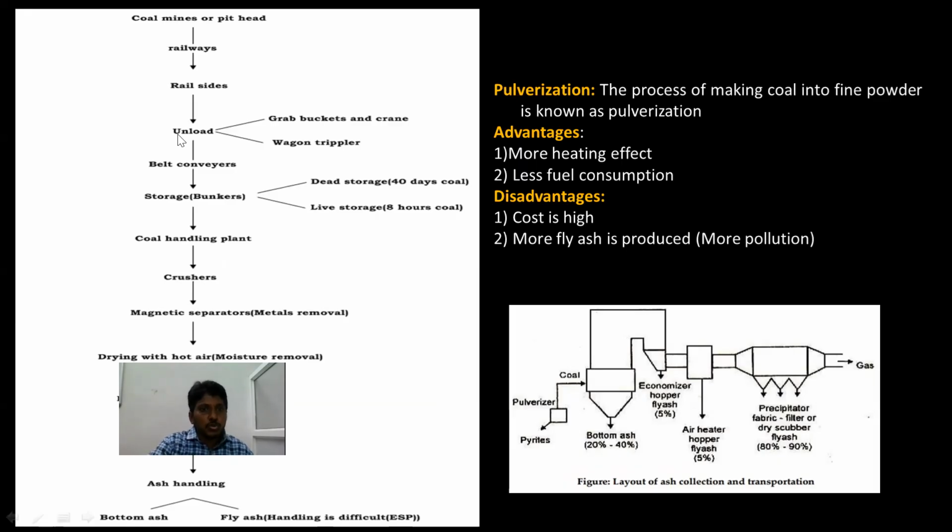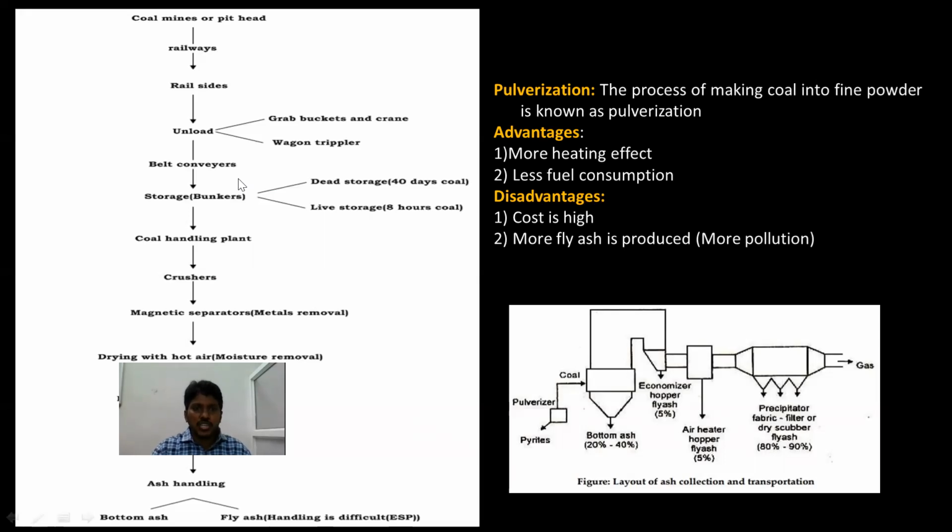There we can unload the coal in two ways: grab buckets and cranes, and wagon tipplers. These can hold the total wagon and reverse it. Very large cranes will hold the wagon and reverse it, so that all the coal in the wagon comes out. Then it will be sent through belt conveyors, and through belt conveyors the coal will be transferred to bunkers. They serve as storage units.